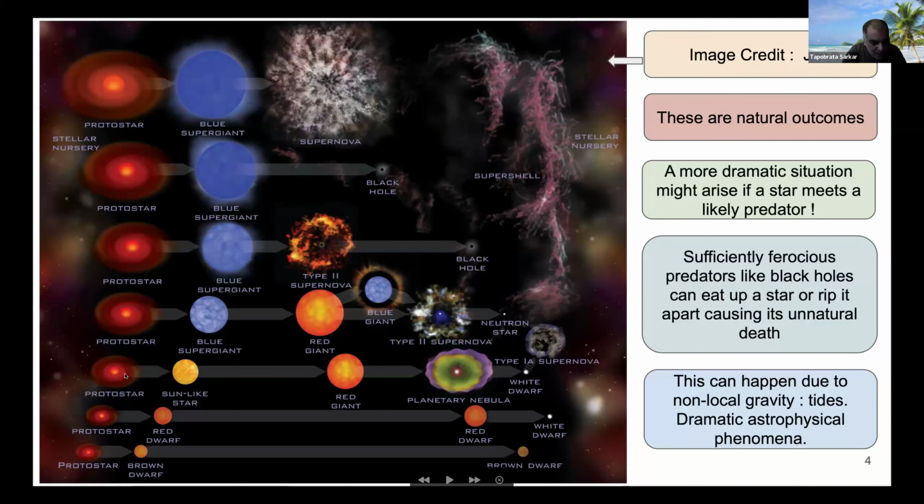One process is over here, if you can see my cursor: a sun-like star will form a red giant, and then there will be a planetary nebula, and then the type 2 supernova explosion finally will result in a white dwarf. There are other situations also. Many things are given in this figure, but some of them might take a long time, more than the age of the universe, and have not been observed till now. But roughly speaking, the ultimate ends, on the right-hand side of these arrows, are either black holes or neutron stars or white dwarfs. And these are very natural outcomes.